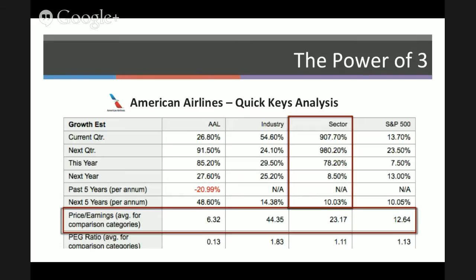At 6.3, American Airlines shares are incredibly cheap. One reason they might be cheap is an expectation that earnings are going to be lower in the future, and that's just not substantiated with the reality of the industry. We know that profit margins are actually growing. We know that jet fuel prices are falling. So the mispricing here is really remarkable.